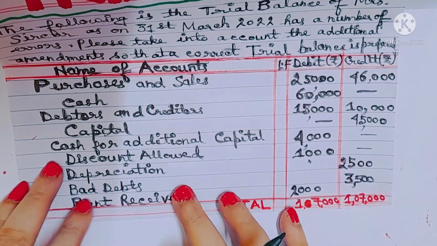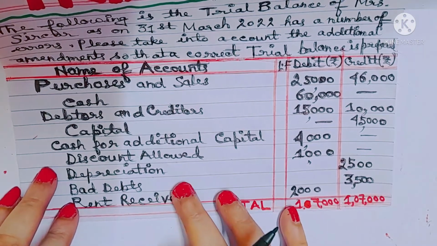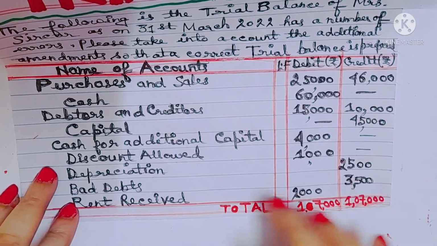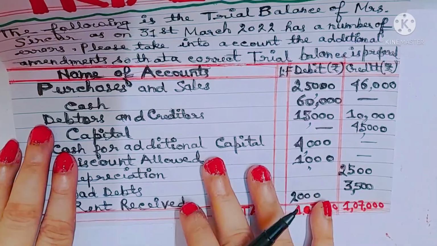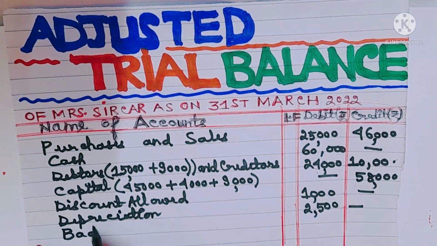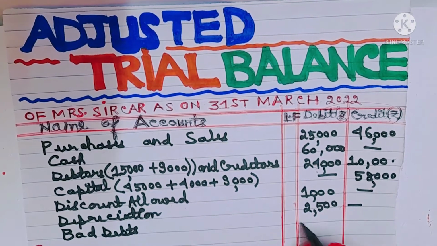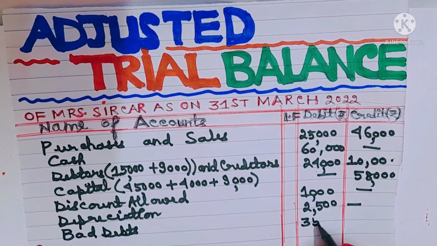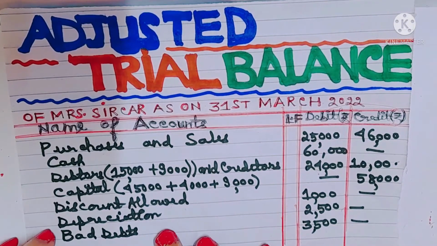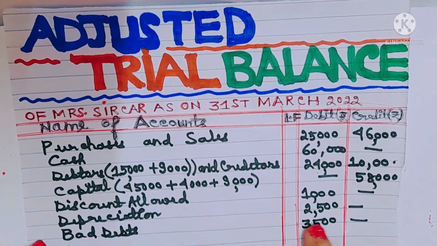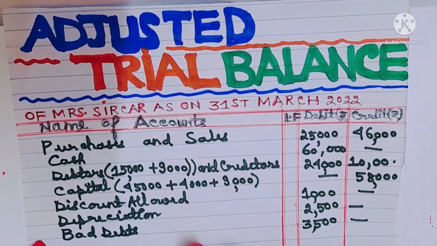So we have to write a short note for bad debts as well, and we have to write bad debts 3,500 in the debit column since bad debts is a debit balance. Understood? Let's write bad debts. Bad debts is a debit balance, 3,500. Why is bad debts a debit balance? Because bad debts comes under nominal account. According to nominal account, all losses and expenses are debited. Here, bad debts is a loss.